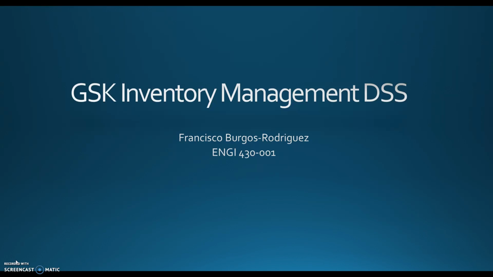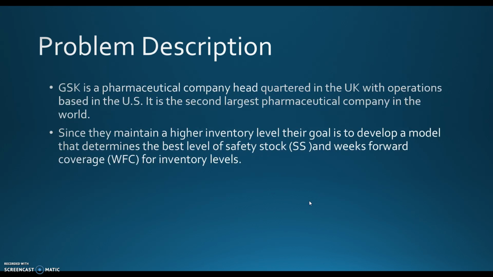For this project, I chose an article that discusses GlaxoSmithKline's inventory management and how they wanted to make a decision support system for their inventory. In the problem description and some background, GSK is a pharmaceutical company headquartered in the UK with operations based in the US. It's the second largest pharmaceutical company in the world.